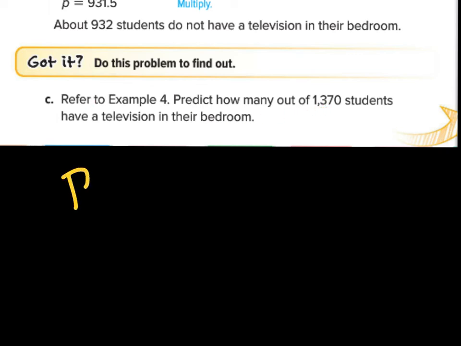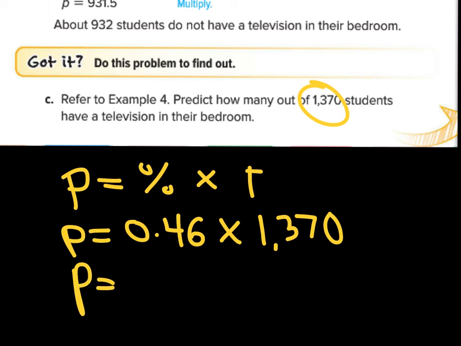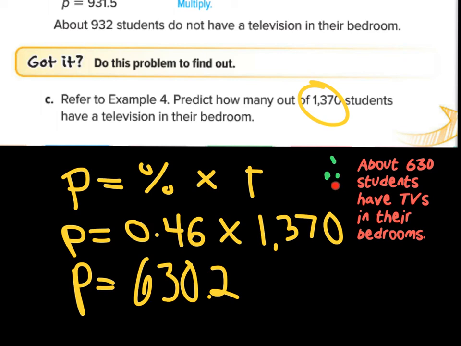So again, we'll have part equals percent times total number. Part equals our percent, which is 0.46, and our whole is 1,370, as you can see right there. And 46% of 1,370 is 630.2. So, therefore, about 630 students have TVs in their bedrooms. I round it to the nearest whole number. 0.2 is less than 0.5, so we just ignore it and we round down to 630 people.